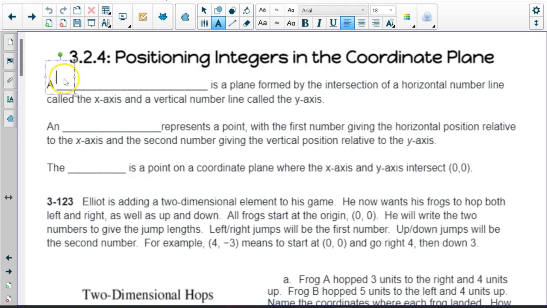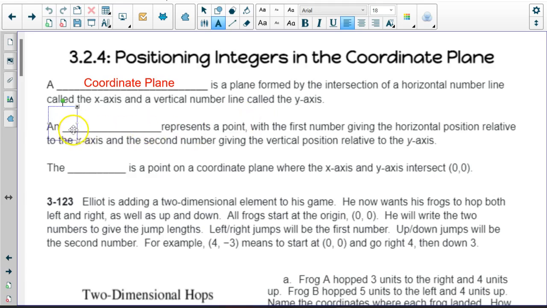So our first vocab word that we are going to talk about is a coordinate plane. So a coordinate plane is a plane formed by the intersection of a horizontal number line called the x-axis and a vertical number line we call the y-axis.